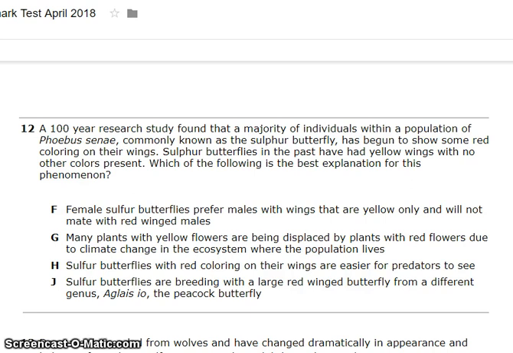F. Female sulfur butterflies prefer males with wings that are yellow only and will not mate with red-winged males. G. Many plants with yellow flowers are being displaced by plants with red flowers due to climate change in the ecosystem where the population lives. H. Sulfur butterflies with red coloring on their wings are easier for predators to see. J. Sulfur butterflies are breeding with a large red-winged butterfly from a different genus, Algaeceo, the peacock butterfly.